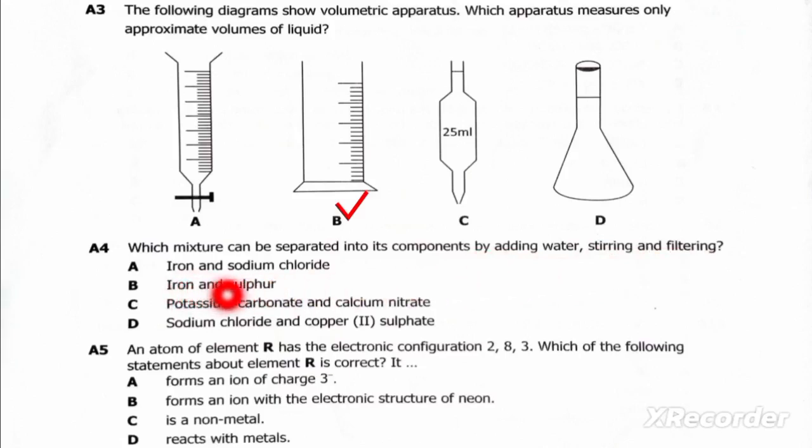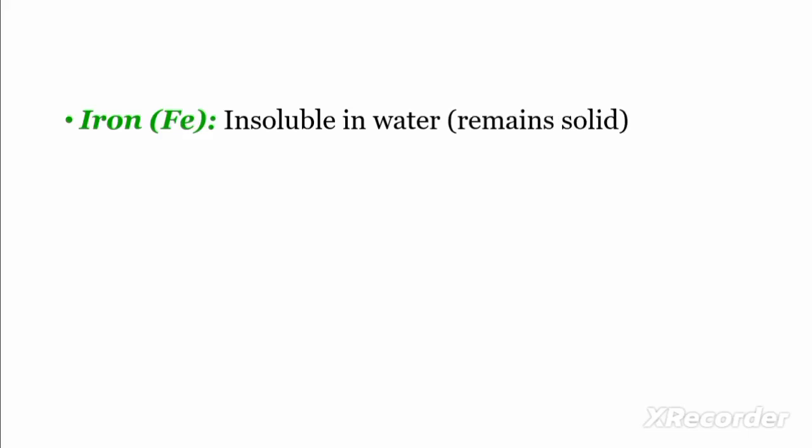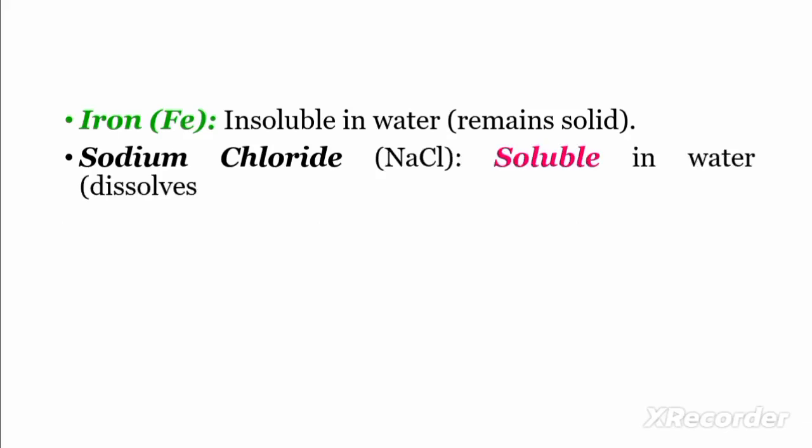A. Iron and sodium chloride. B. Iron and sulfur. C. Potassium carbonate and calcium nitrate. D. Sodium chloride and copper 2 sulfate. Okay, so the mixture that can be separated by adding water is iron and sodium chloride. Iron is insoluble in water, and sodium chloride is soluble in water.